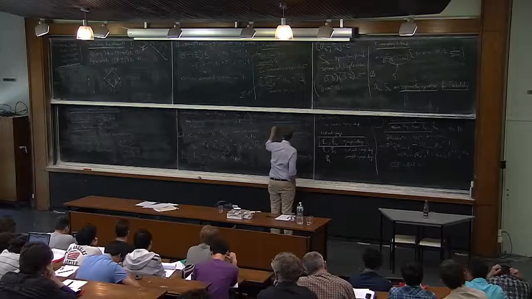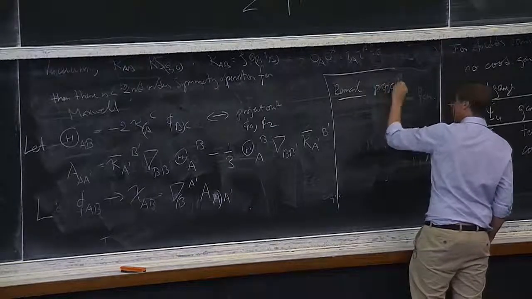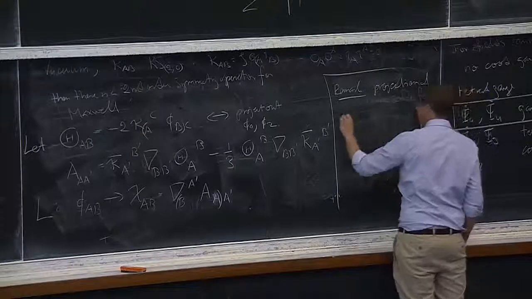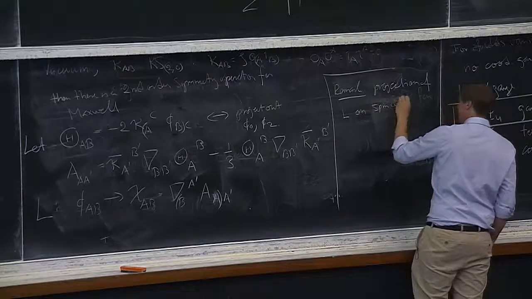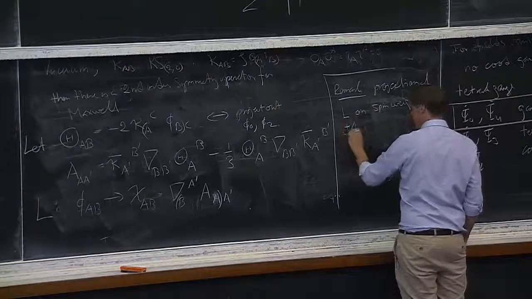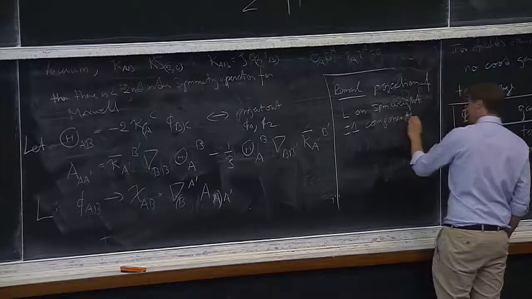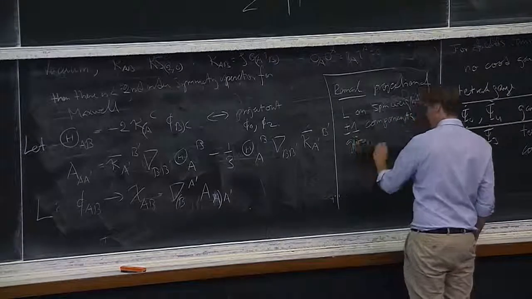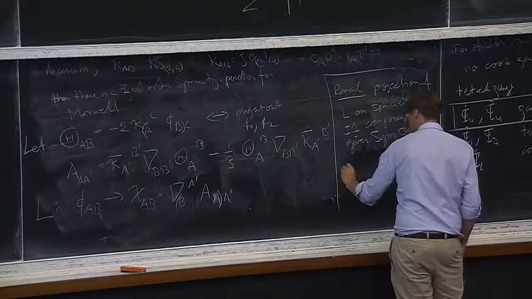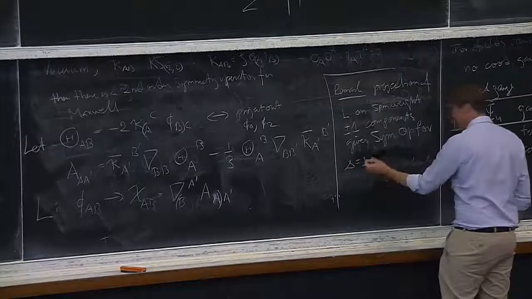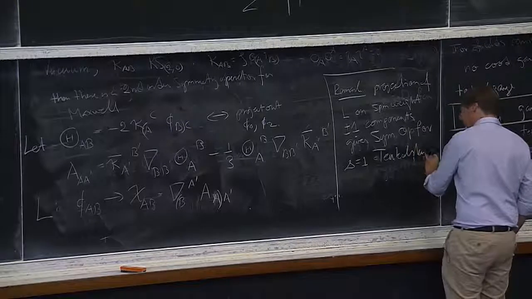So the remark here is that the projection of this operator L on spin weight plus minus one, for s equal to one, gives the Maxwell version of Teukolsky. So that can be checked.